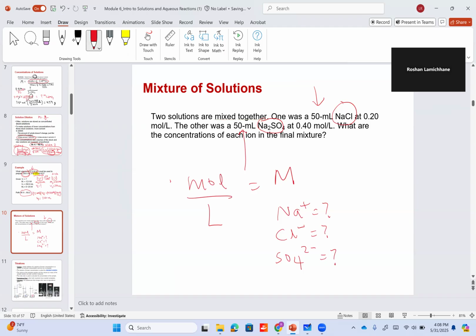In chemistry, anytime you see a big bracket around a chemical species, we say that we are talking about the concentration of that species in molarity, right? That's what we have to figure out, the concentration of all these ions in the final mixture. Slightly challenging, but again, let's just work one step at a time, and we'll try to get there.